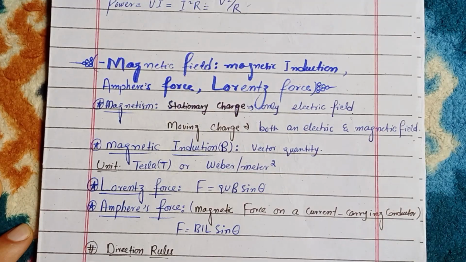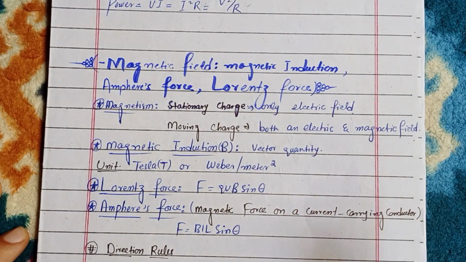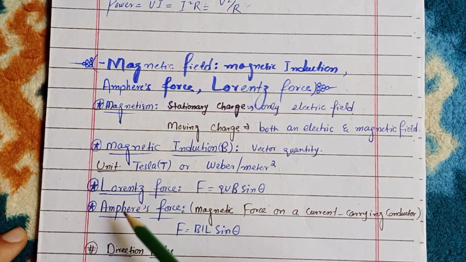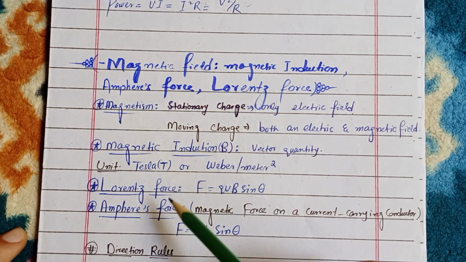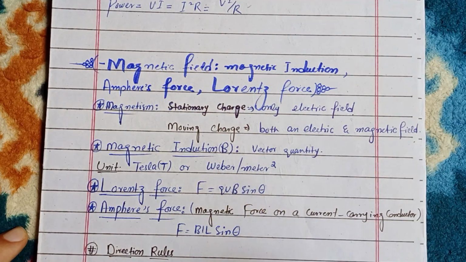What is magnetic induction? Is it a vector quantity or a scalar quantity? It is a vector quantity because it has a magnitude as well as direction. What is the unit of magnetic induction? Magnetic induction is represented by capital B, and its unit is the Tesla, represented by capital T, which is also equal to Weber per meter squared.